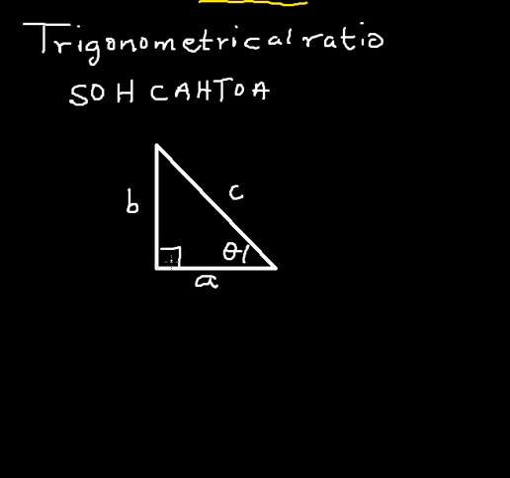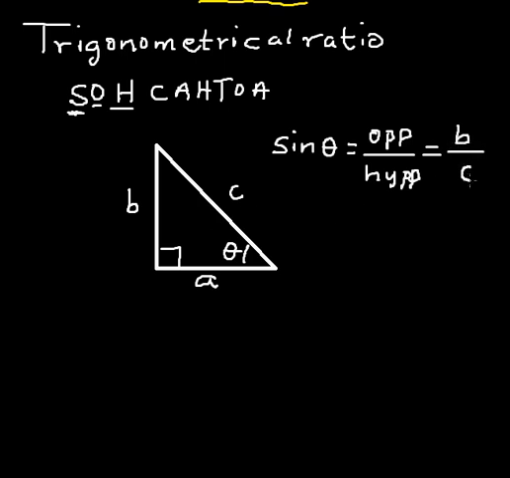So SOHCAHTOA gives the ratios. Now the S here is the first ratio. The first ratio is called sine of the angle, which is sine theta. From this abbreviation, sine theta is equal to the opposite over the hypotenuse. So sine theta is opposite divided by the hypotenuse. And of course, the opposite of this right angle triangle is B, and the hypotenuse is C. Now the next ratio is cos theta.